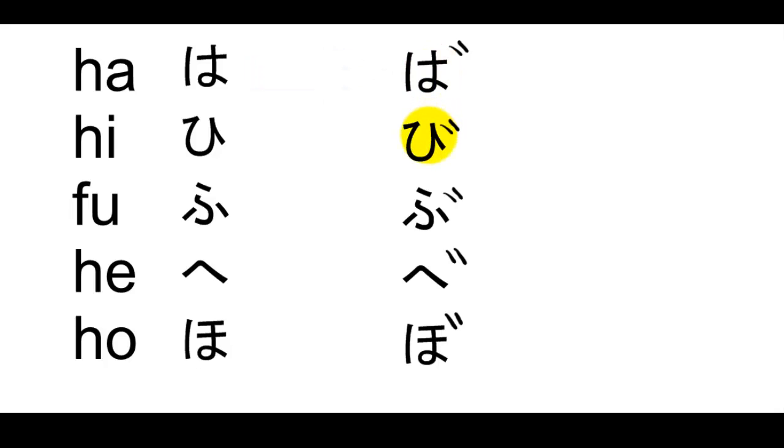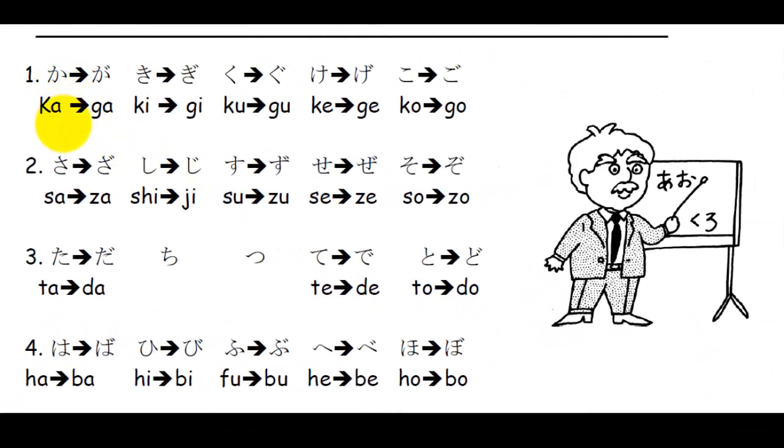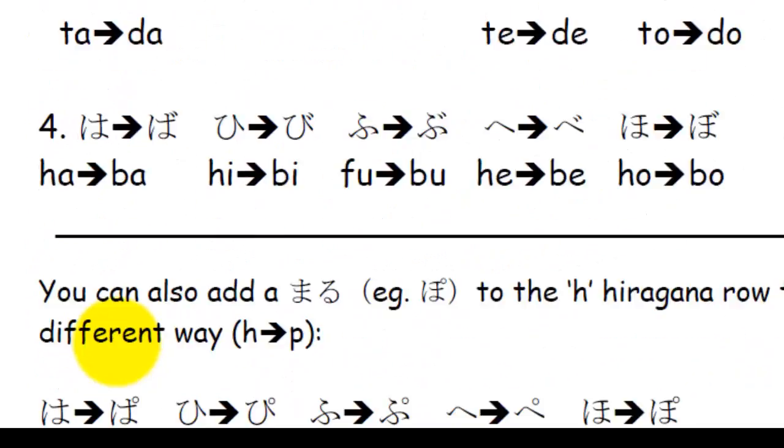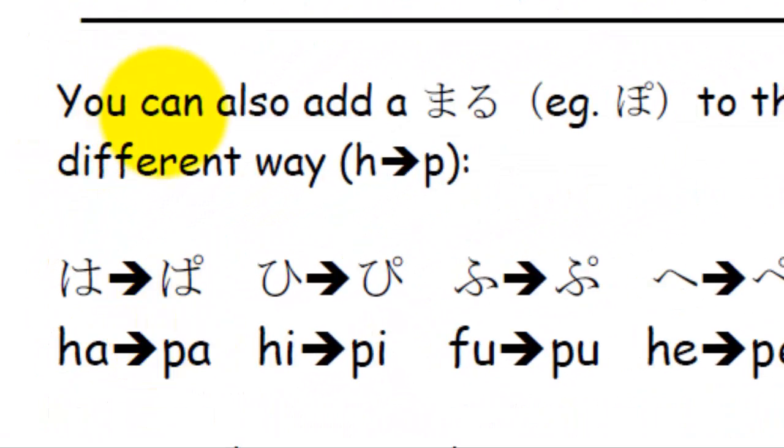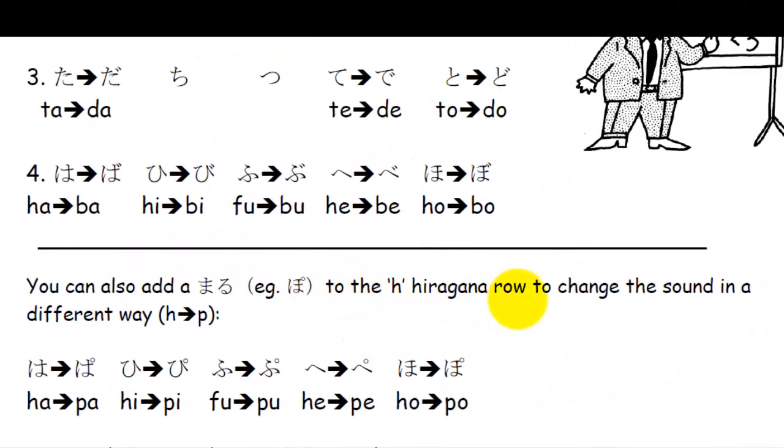Ba, bi, bu, be, bo. And this is what it looks like written in romaji, we use B. Ba, bi, bu, be, bo. So we've looked at all of these sound changes that we have in our workbooks. But if we scroll down, we see that there's one more thing that we can do. You can also add a maru, and that's a little circle like that one there that you see on the hiragana ho. You add them to the H hiragana row to change the sound in a different way.